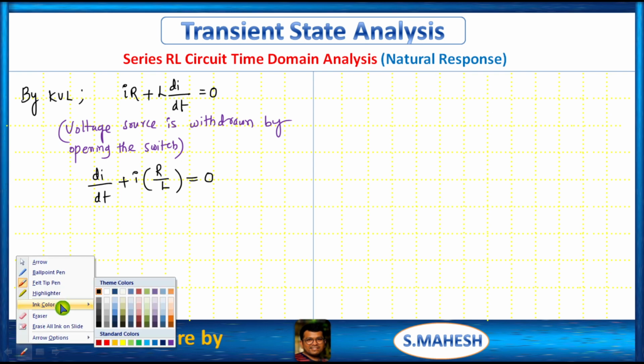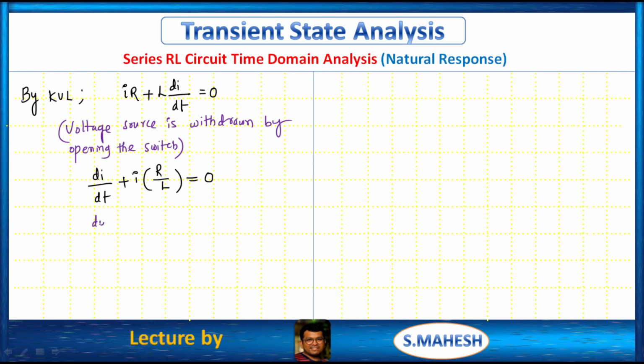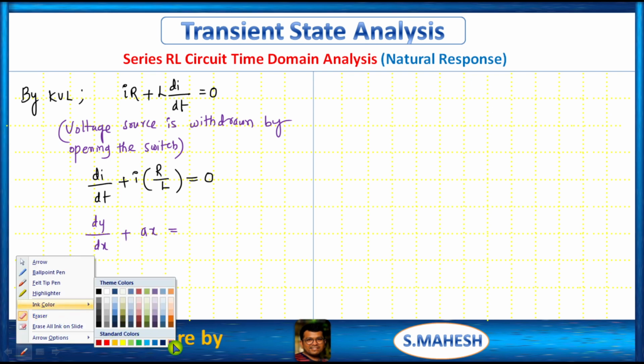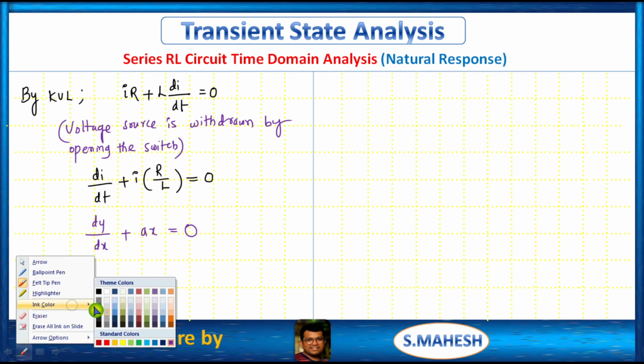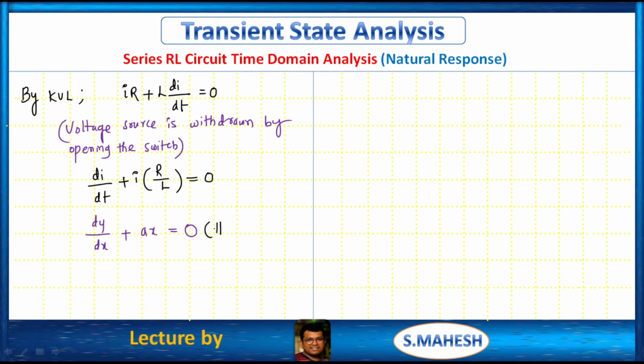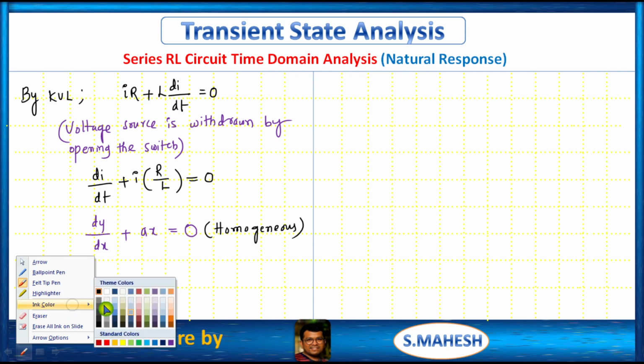This looks like dy by dx plus Ax equals 0. When it is dy by dx plus Ax equals b, it is non-homogeneous. Now it is dy by dx plus Ax equals 0. This is homogeneous, right? Homogeneous.